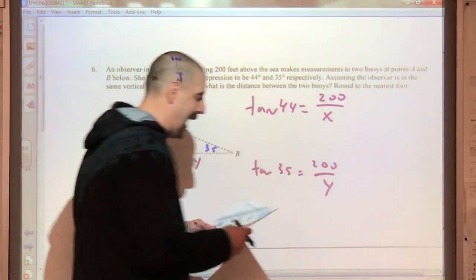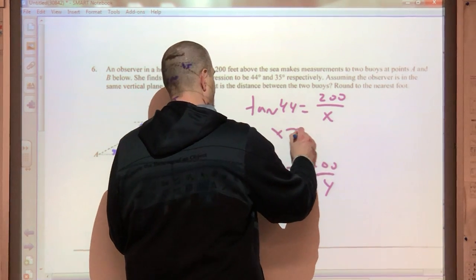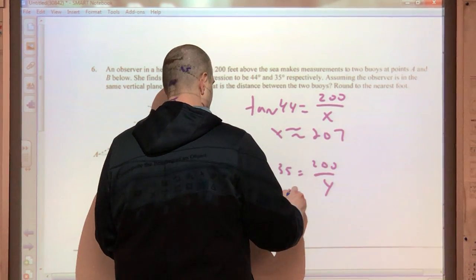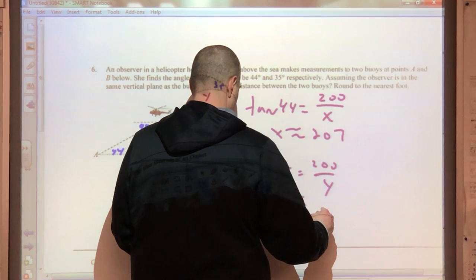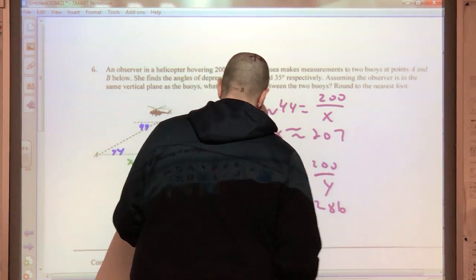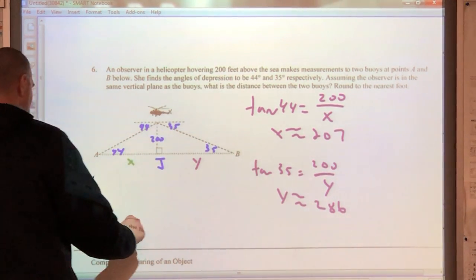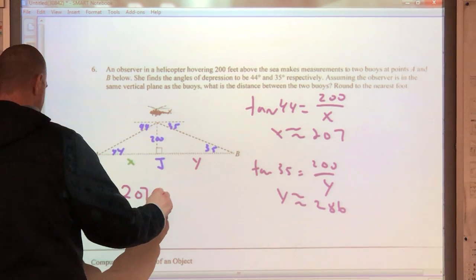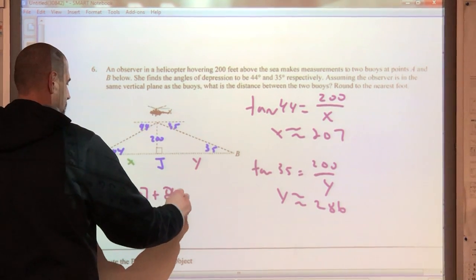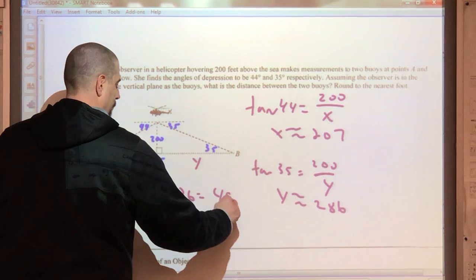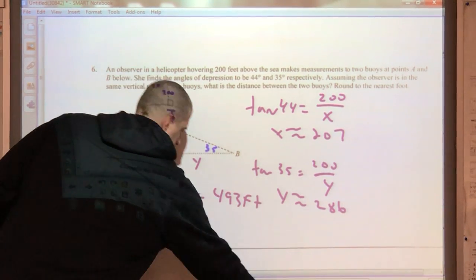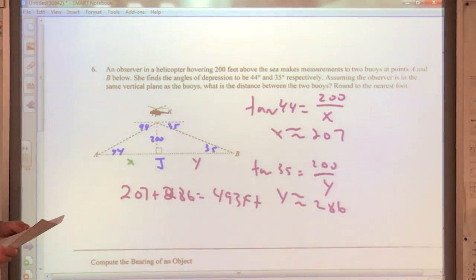Okay, welcome back. We have X is approximately 207, Y is approximately 286. So the distance is X plus Y. You have to take 207 plus 286, so a total of 493 feet. All right, so that ends those examples.